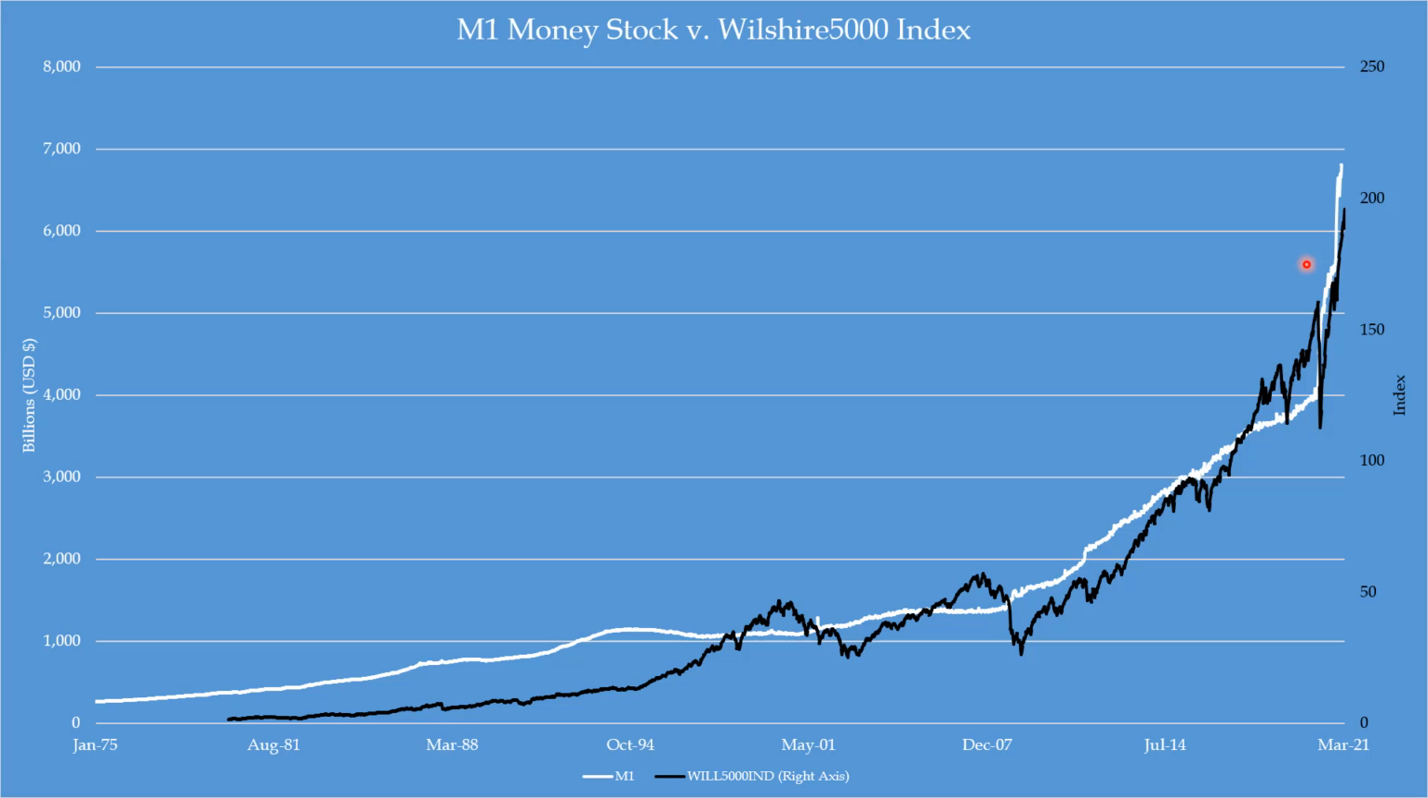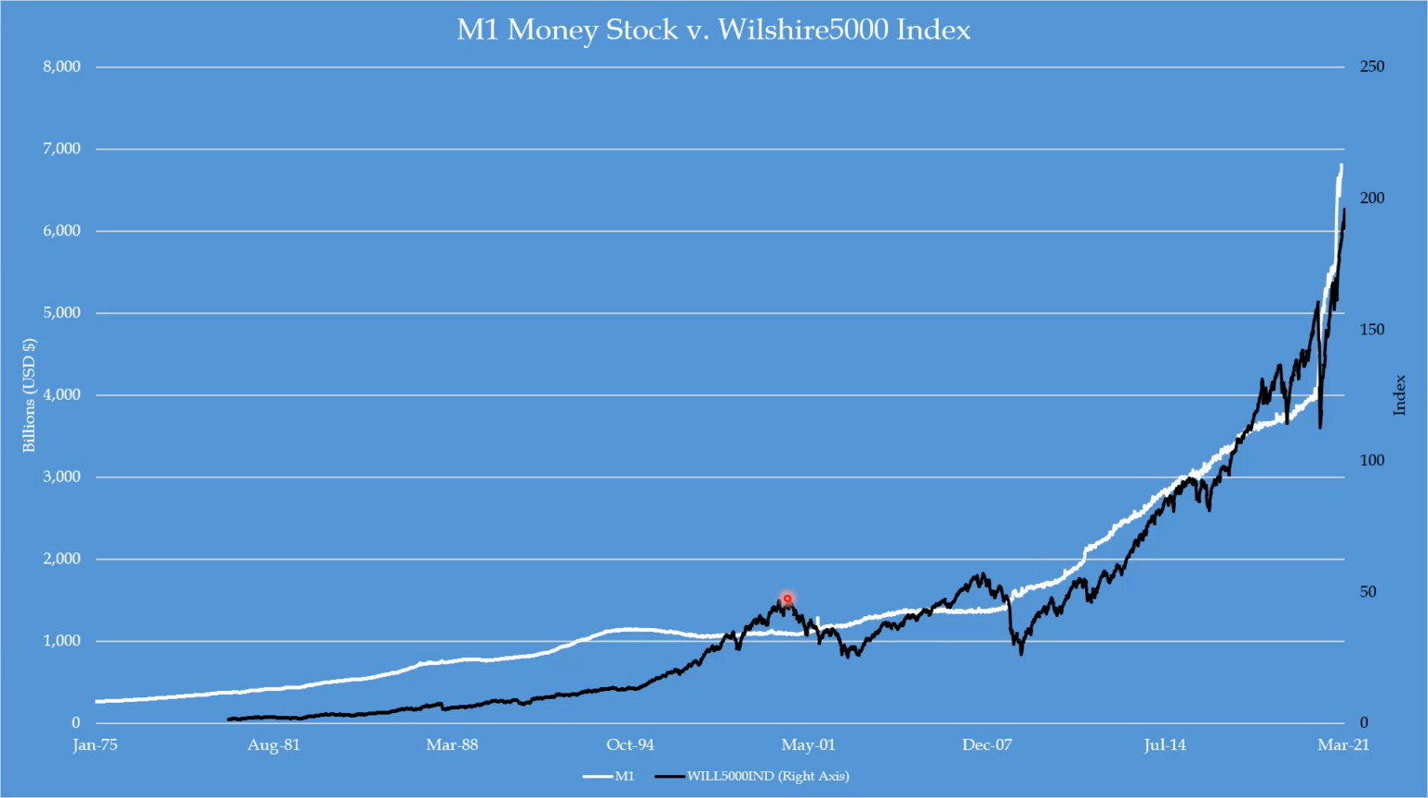This is not organic economic growth. This is liquidity being thrown into the system. I mean, you can look at this maybe, because we have M1 as our white line here and the Wilshire 5000 as the black line. And, not that this is how it works, but you can almost look at this from a technical standpoint and just note how well the Wilshire 5000 tracks M1 money supply.